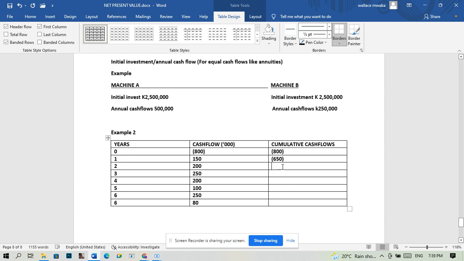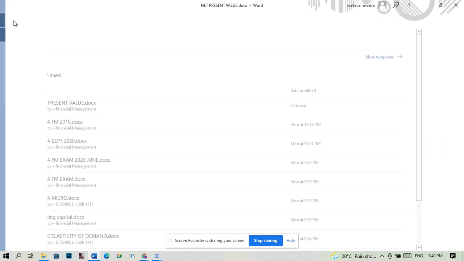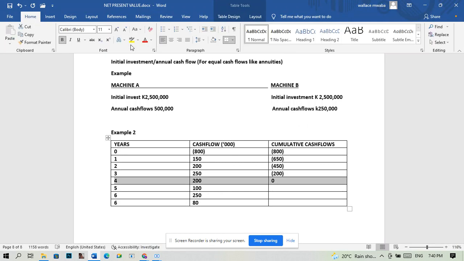You're going to get negative 450. Negative 450 plus 250, you're going to get negative 200. And then negative 200 plus 200, you're going to get zero. So you stop there. So it's going to take 4 years to get our money back. Okay, it's going to take 4 years.